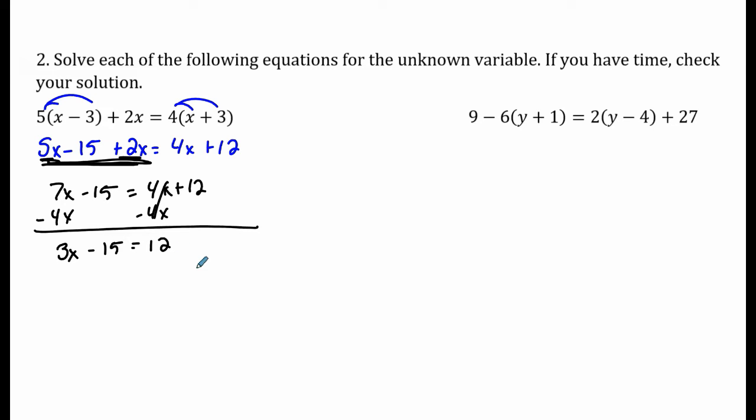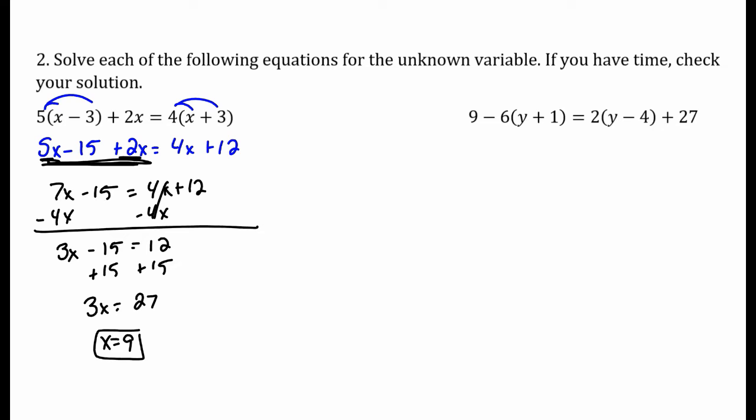So now this is a nice two-step equation. I'm going to add 15. 3x equals 27. Well, 3 times what gives me 27? That's what this says. 3 times some number gives me 27. That number is 9. You could have divided both sides by 3 as well.